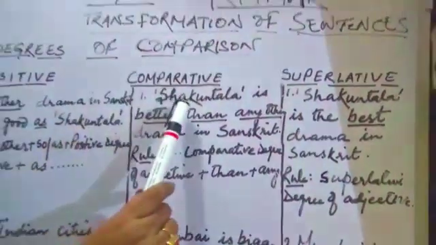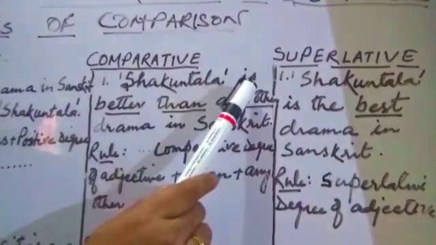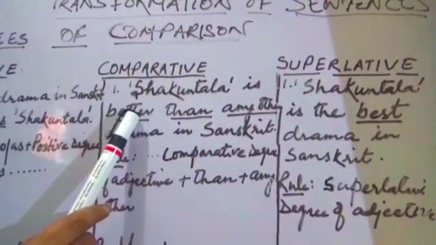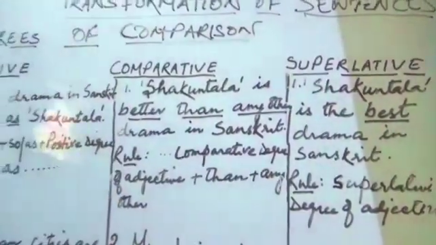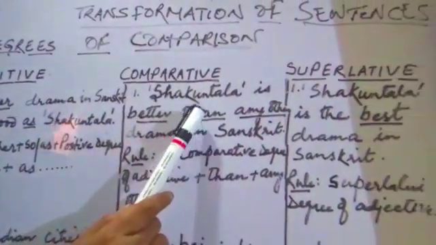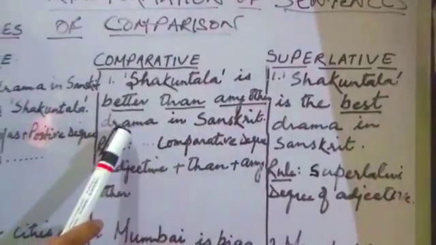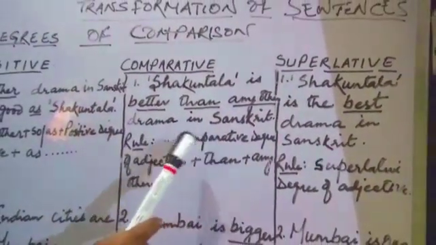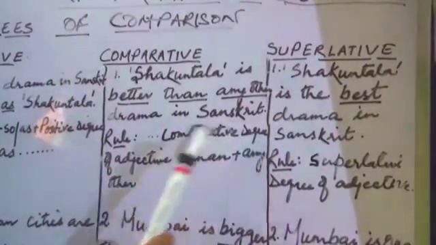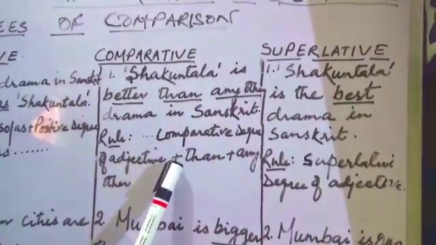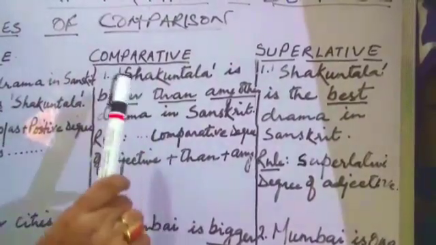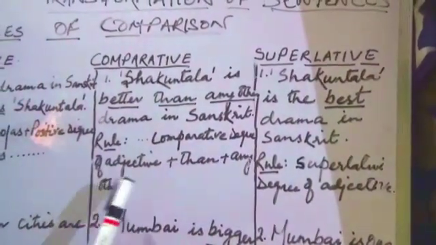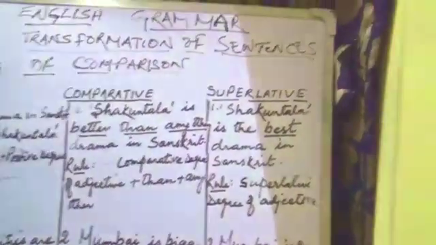See, what have I done? Shakuntala is better. So now better is the comparative degree of good. So, better than any other drama in Sanskrit. So what have I done? I have used the comparative degree of the adjective, plus I have used than because you are comparing two things, plus any other and then the rest of the sentence.